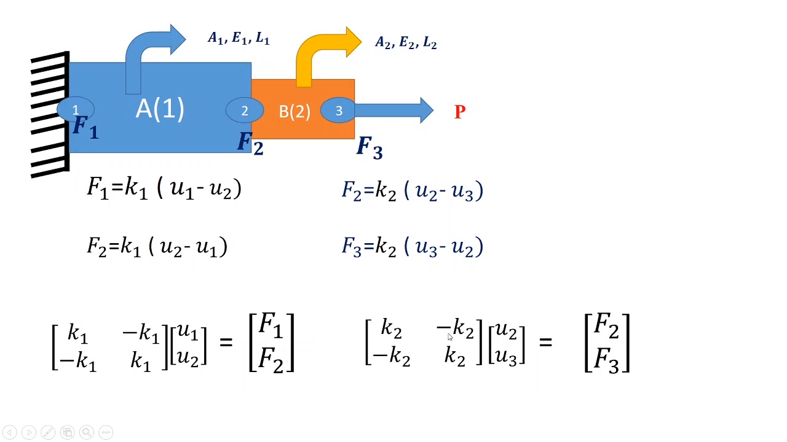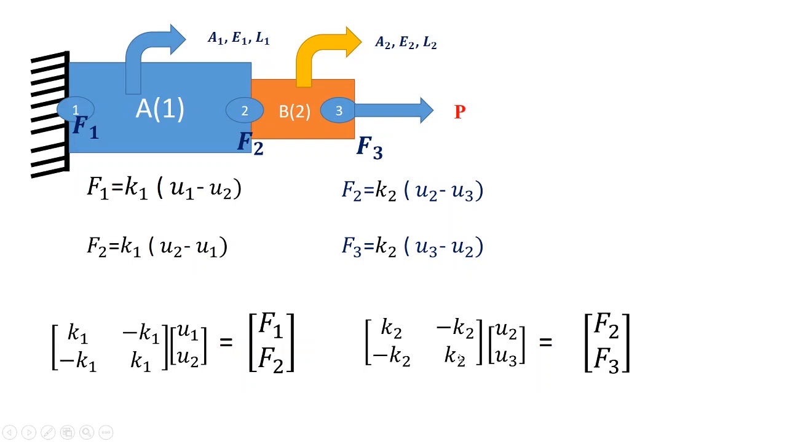Now here you will get confused. K2 is into minus U2 because this is representing my second element. Got it? So I have written here minus K2 and here K2. This will be clear in the next video. So this is representing my element 1. This is representing my element 2. This is again representing my element 2 and this is representing my element 3.